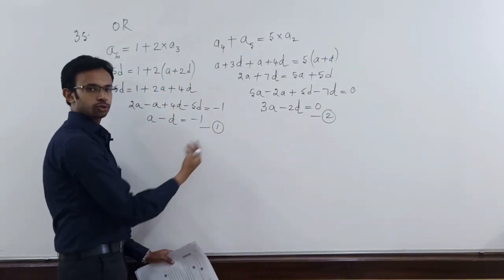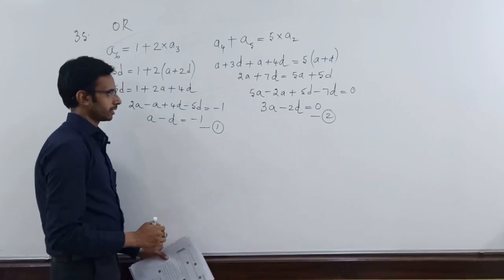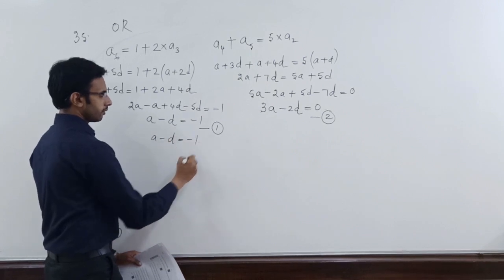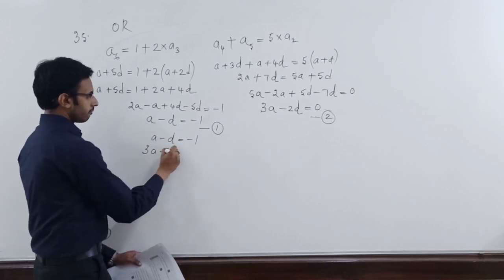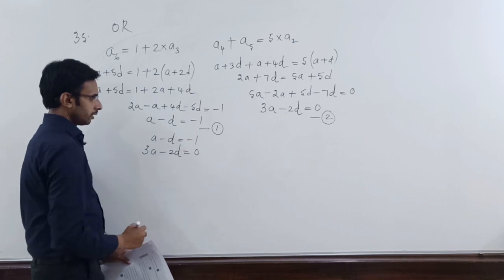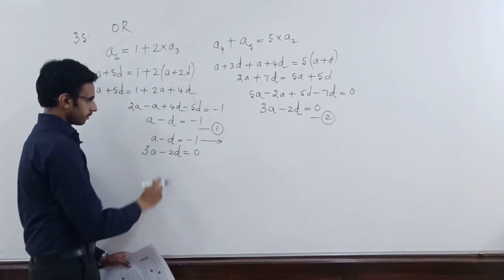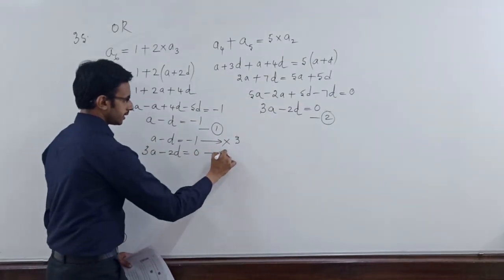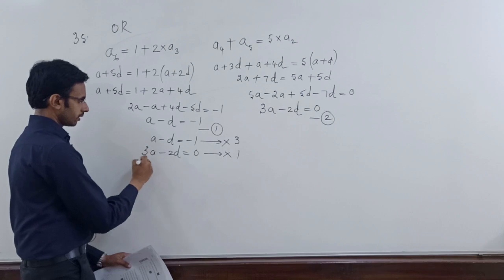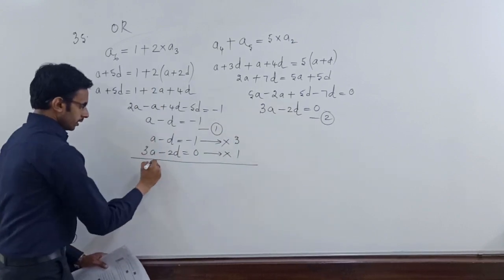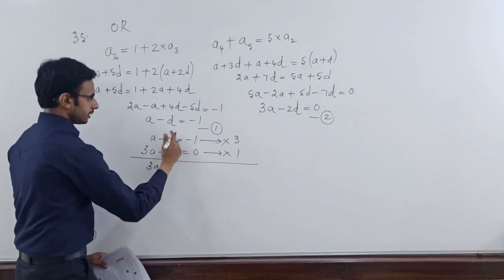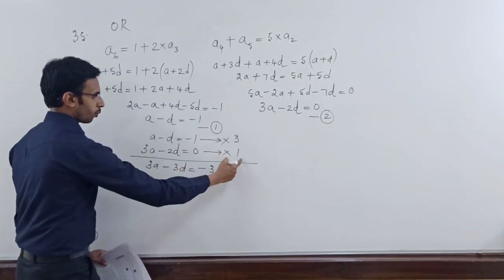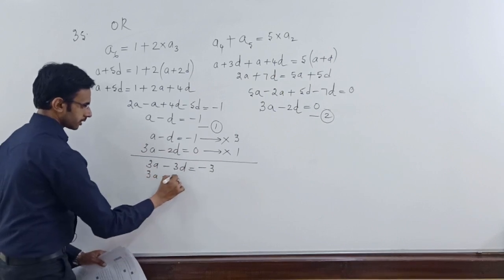You know that we can solve these two equations simultaneously by the elimination method. For that, let us collect both the equations. A minus d is equal to minus 1 and 3a minus 2d is equal to 0. Elimination method, you know the rules. We need to multiply this whole equation by the coefficient of a in the other equation, and the other equation by the coefficient of a here. So let us multiply. 3 into a is 3a minus 3 into d is 3d, equal to 3 into minus 1, which is minus 3. If I multiply by 1, I'll get back the same expression.